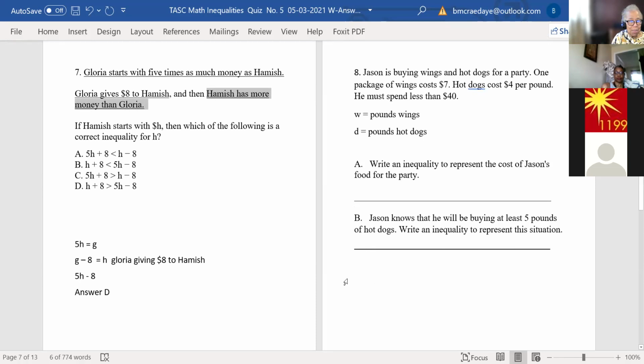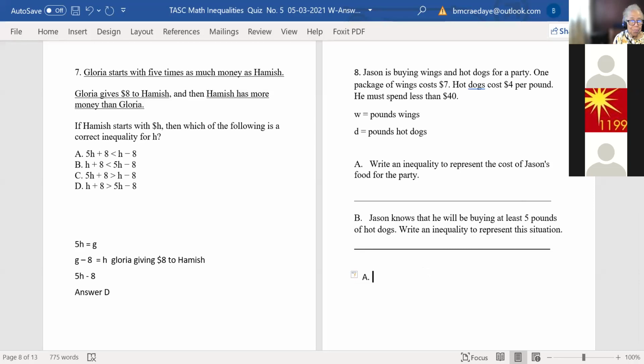Vanessa, what would be the inequality to represent the cost of Jason's food for the party? We know what the wings cost, we know what the hot dogs cost, and we know that he must spend less than $40. Okay, so tell me what to write, Vanessa. Vanessa's doing the A part. What would you write, Vanessa?